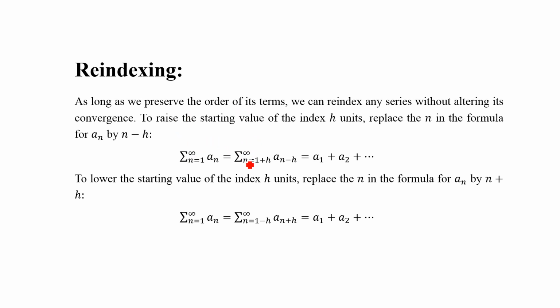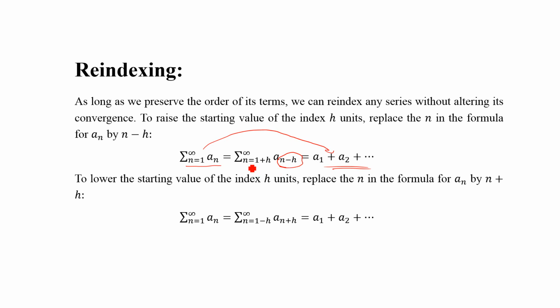So reindexing, we have already talked about this concept. We can represent the same series with a different starting point and with a different index. So here is an example. We have a series sigma a n where n varies from 1 to infinity. So what are the terms going to be? a1 plus a2 plus so on. And these terms can also be written in this form as well: sigma, n varies from 1 plus h, where h can be any integer, of a n minus h.